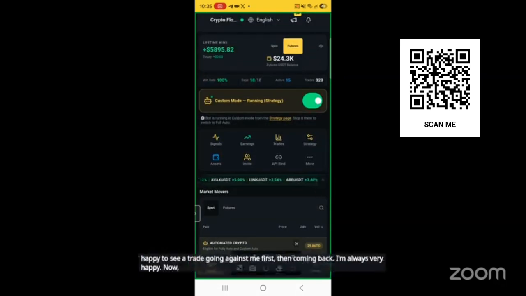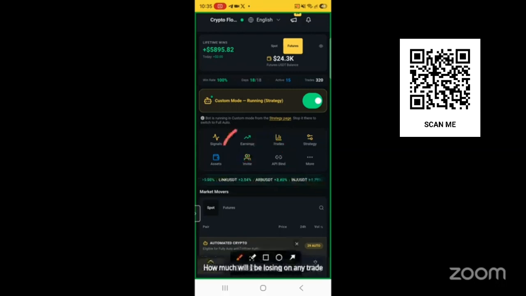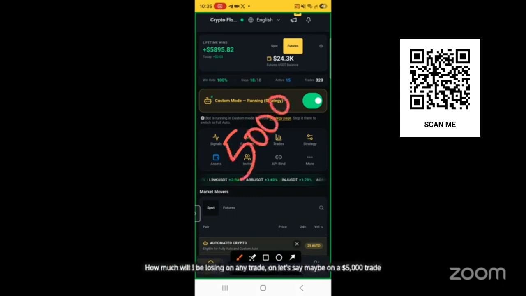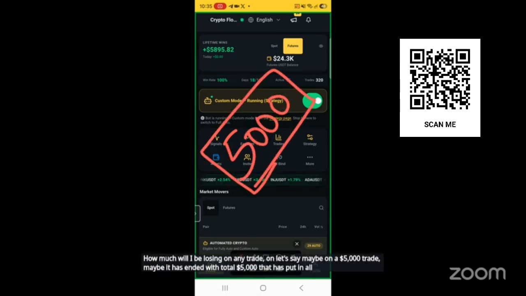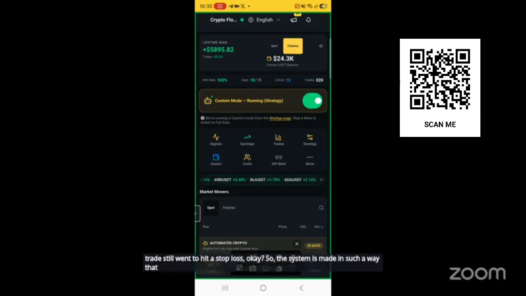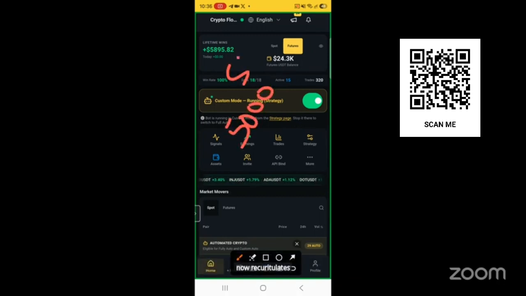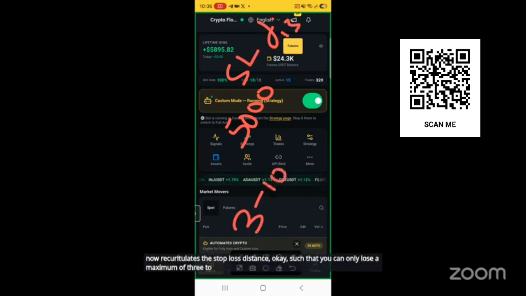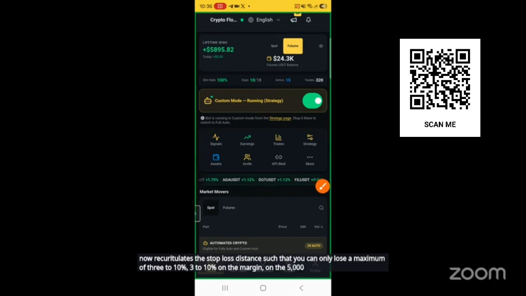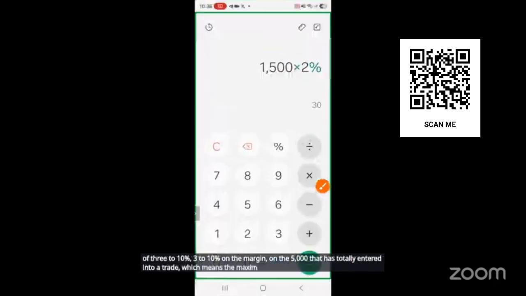Now, someone may ask, but what if it goes against me and hits a stop loss? How much will I be losing on any trade? Let's say on a $5,000 trade, it has ended with a total of 5,000. It has put in all the $5,000, and the trade still went to hit a stop loss. The system is made in such a way that after putting in all the money, it now recalculates the stop loss distance, such that you can only lose a maximum of 3 to 10% on the margin on the 5,000 that has totally entered into a trade.